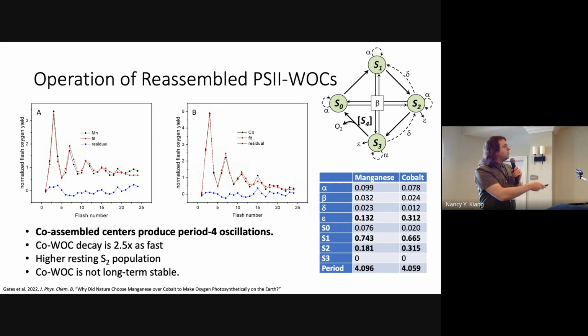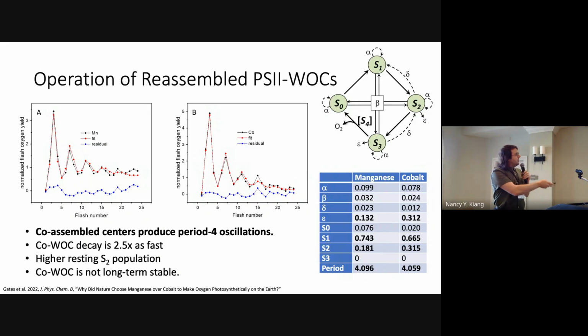But the overall activity is only superficially the same. You still get the period 4 oscillation, but there is this massive decay feature as compared to what you see with manganese. So it also has a higher resting S2 population, and so it's going to decay 2.5 times as fast, whereas these centers with manganese in them are going to remain active over time, for hours and hours of continued operation using flash oximetry here.